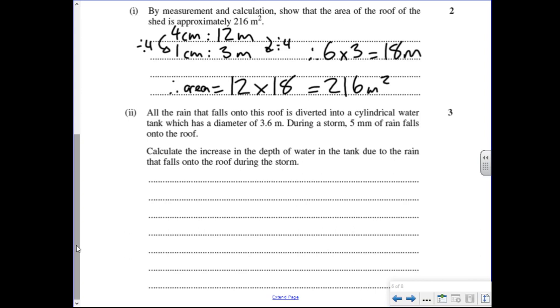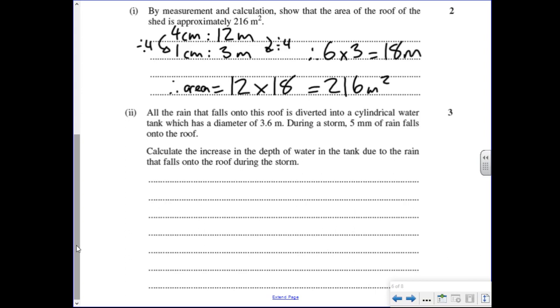Therefore, that means 5 millimeters of rain goes onto the roof, but it's not going to be exactly 5 millimeters in the tank. So calculate the increase in the depth of water in the tank due to the rain that falls onto the roof during the storm.